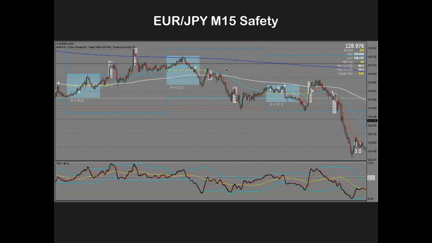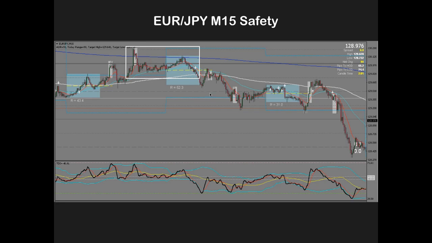So let's take a look at this example here. This is Euro JPY, an M15 safety. We have our reset anchor, or reset peak, right here. Usually it's off of the 200 or the 800. In this case, it's the 800. On the 1 hour chart, this will be the 200 EMA, but you can see a nice big M here, anchored off of this 800 EMA.